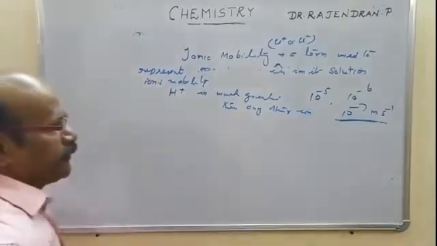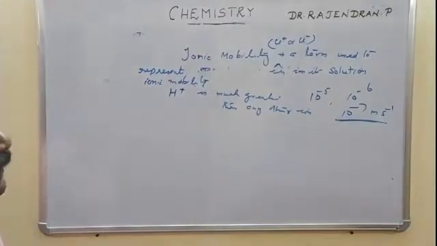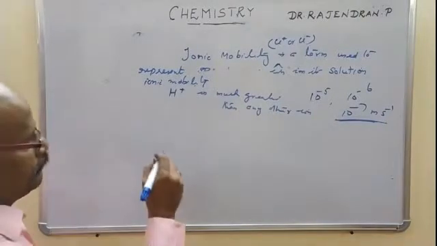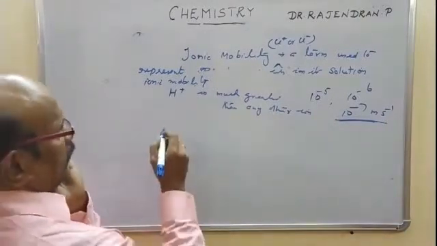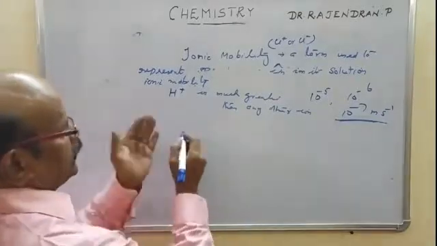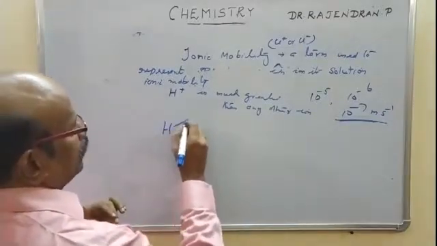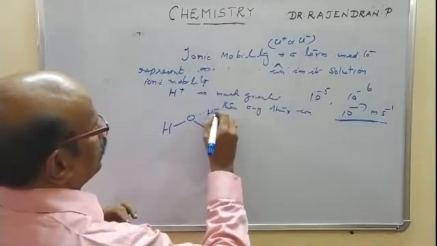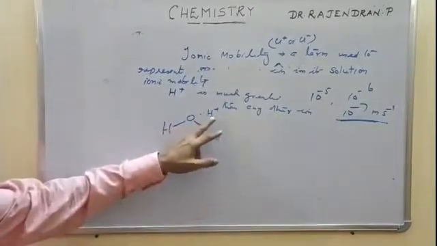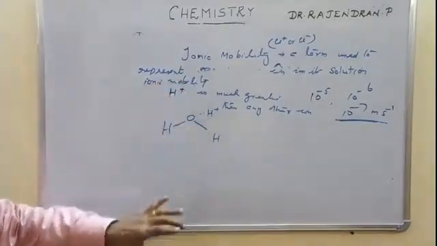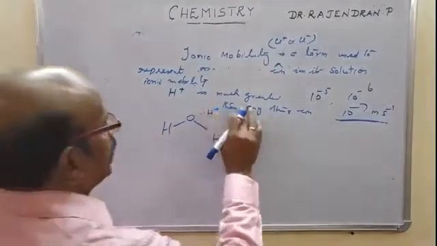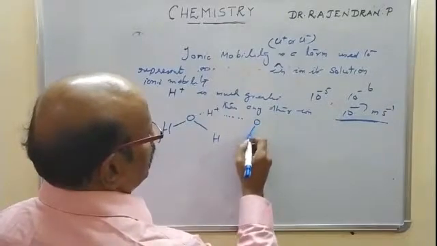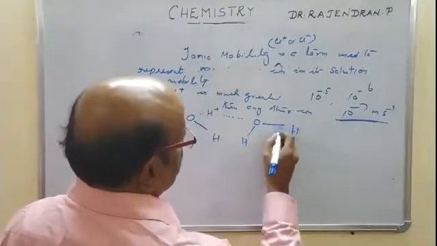And also considerably OH minus, but H plus is much greater than any other ion. It is due to the Grotthuss type mechanism. That is, in aqueous solution, the H plus ion is attached to the water molecule in the form of the hydronium ion. So the H plus ion in the hydronium ion attached to the water molecule can form a hydrogen bridge by the OH minus ion of another water molecule, like this.